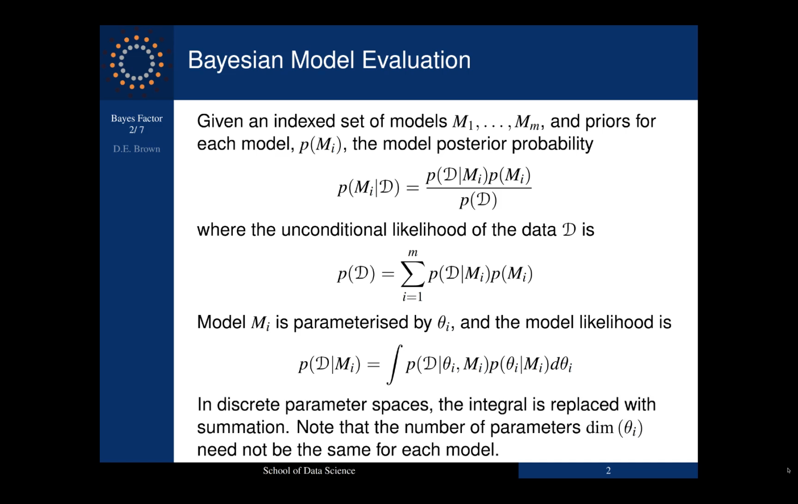In discrete parameter space, of course, the integral is replaced with a summation. So if we do have discrete parameters, then we can of course replace that integral. I note that the number of parameters, the dimension of theta i, doesn't have to be the same for every model. So in other words, an example would be a main effects model versus an interaction model. We have additional parameters in the interaction model.